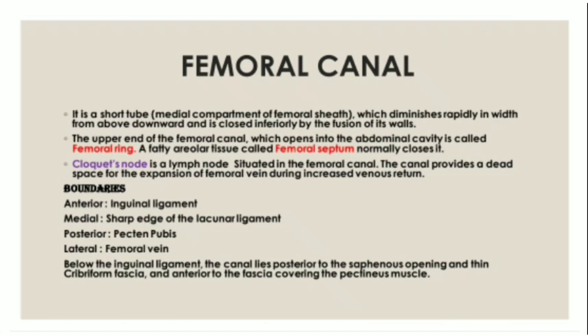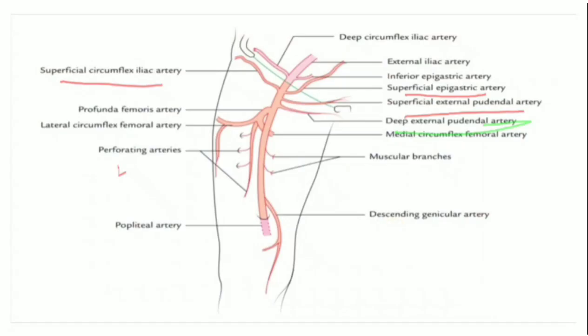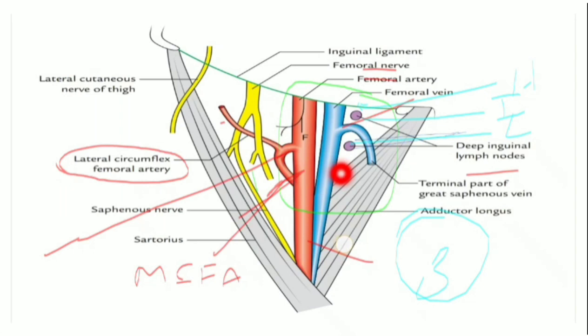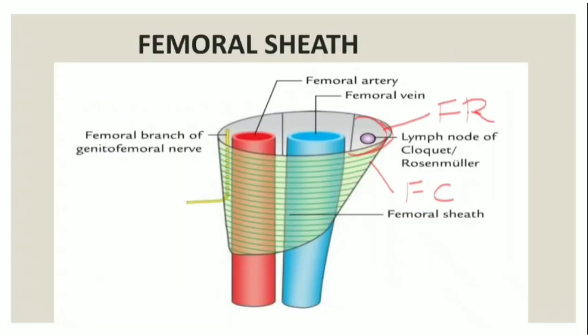Now I'll say where the 3 lymph nodes are present. In total there are 3 lymph nodes. The lowest one is present at the junction between the great saphenous vein and the femoral vein, the intermediate one is present in the femoral canal, and the highest one is present at the femoral ring. Now you can understand, I think.